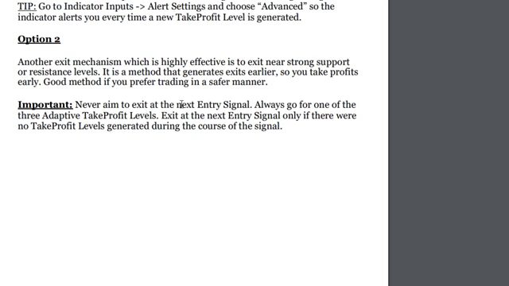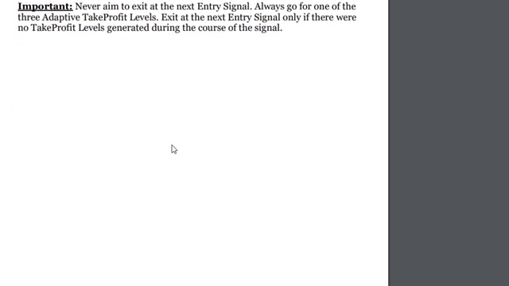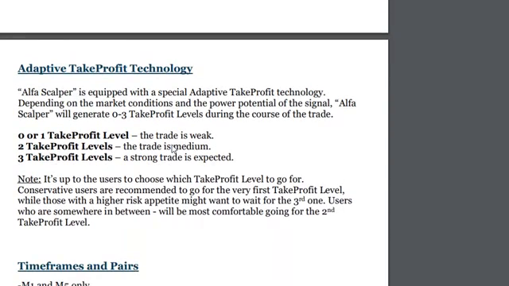Never aim to exit at the next entry signal. Always go for one of the 3 targets. That's just good practice. It does say exit at the next entry signal only if there were no take profit levels generated. That would mean to me that maybe the market's not moving and you're stuck in a trade that's probably going no place.